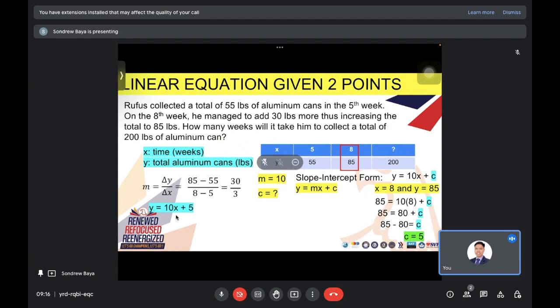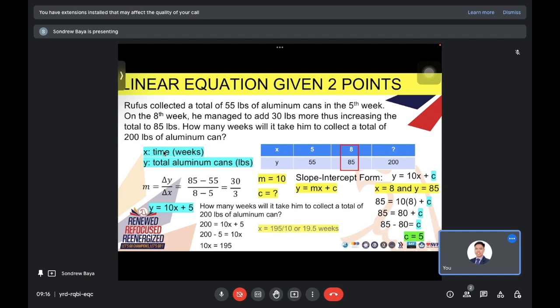And once we have the linear equation, we can now solve the problem. How many weeks will it take him to collect a total of 200 pounds? That's asking for the time given the total amount, meaning we're looking for the x. So that would be 200 equal to 10x plus 5. Isolate the x. So 200 minus 5 equal to 10x. 10x is equal to 195. Therefore, we get 195 over 10 or 19.5 weeks. Or we say 19 weeks and half of a week. And that's how to solve linear equations.